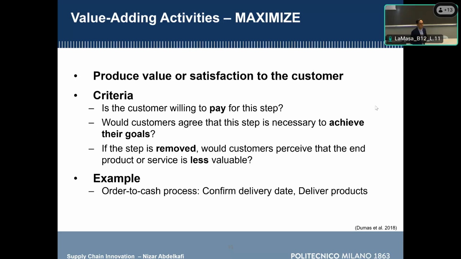Now, what we have discussed last time also at the end of the lecture was the different types of activities. We have said that there are value-adding activities, right? So customers are paying for the value-adding activities. We have to ask ourselves, if we get that activity out, would the customer be influenced? Would the customer perhaps be negatively affected by the elimination of that activity? So it is very, very important. For example, confirmation of delivery date and delivery of products. This is what the customers are paying for.